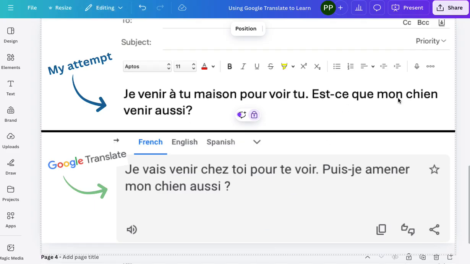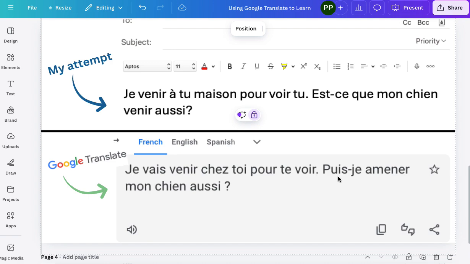And look, I got this right. Mon chien. Mon chien. That's cool. Puis-je, I put can I. So puis must be a conjugation of a verb that means to can, or to be able to. So I'm going to watch out to see if I can see that again somewhere else.